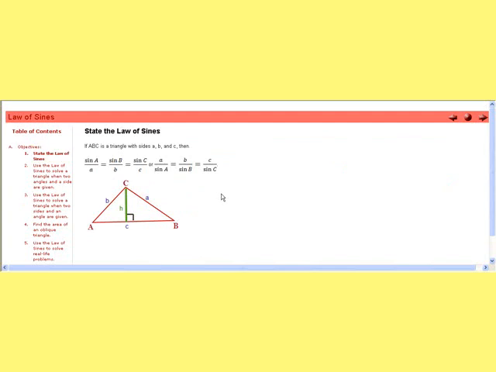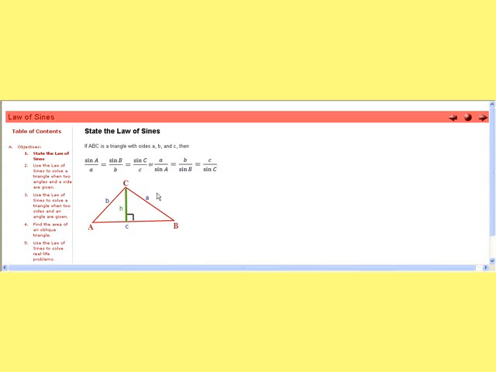So the law of sines pertains to an oblique triangle when the vertices of the triangle are labeled A, B, and C, and the side opposite the respective angle is denoted with the lowercase letter of that angle. So the side opposite angle A is represented by lowercase a, the side opposite angle B is represented by lowercase b, and likewise the side opposite angle C is represented by lowercase c. Nothing new, I think we've already done that before.